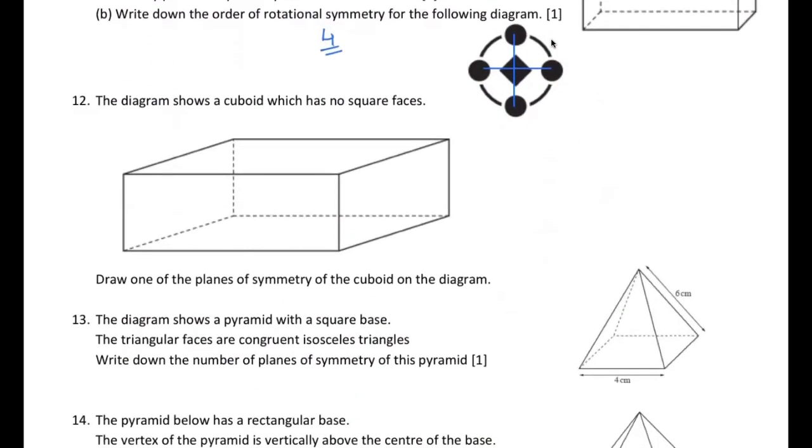Okay, the diagram shows a cuboid which has no square faces. Draw one of the planes of symmetry of the cuboid on the diagram. So you just need to draw one plane of symmetry.